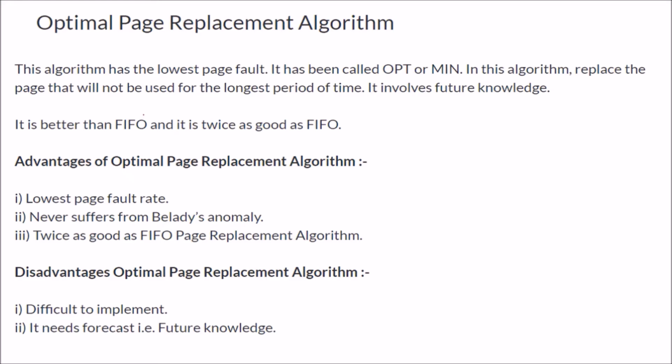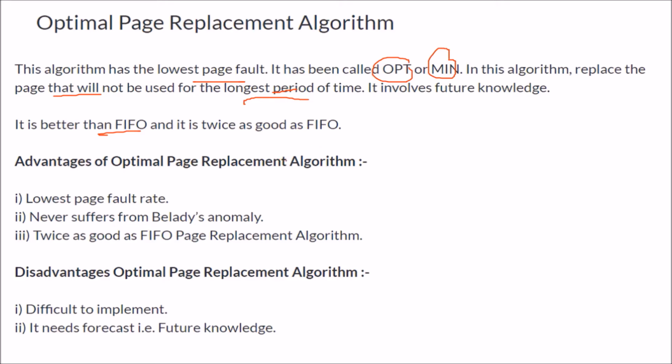Optimal page replacement algorithm. This algorithm has the lowest page faults, so it is called OPT or MIN. In this algorithm, we replace the page that will not be used for the longest period of time. So it involves future knowledge. We need to know which page is not going to be used for the longest time in the future. The key idea or intuition is that the page which has not been used for long will not be used in the future also. So it's better than FIFO.